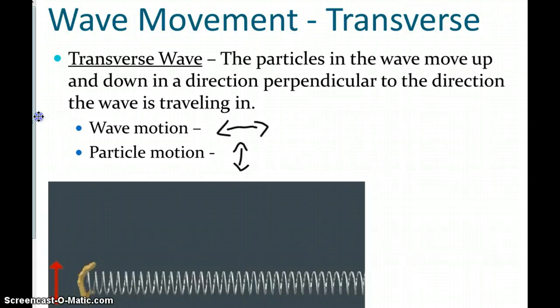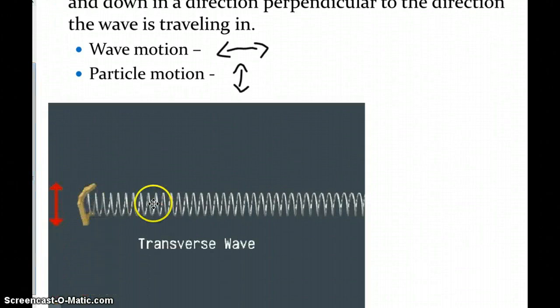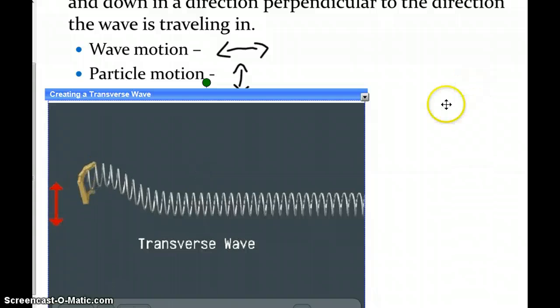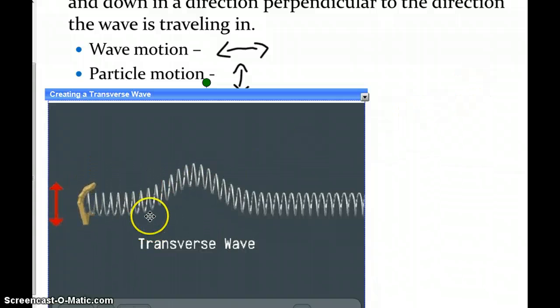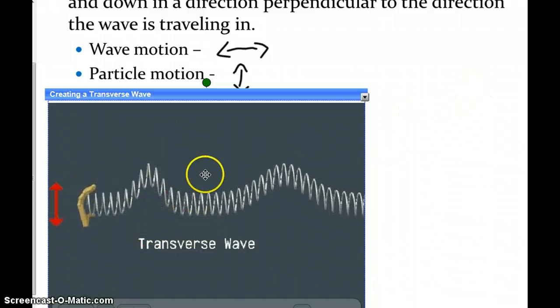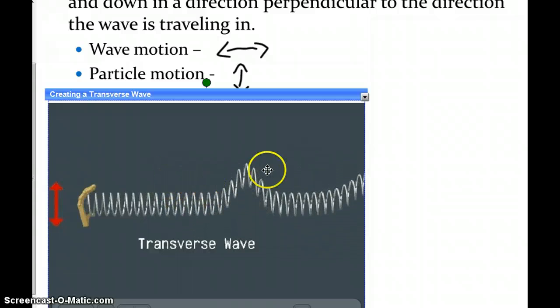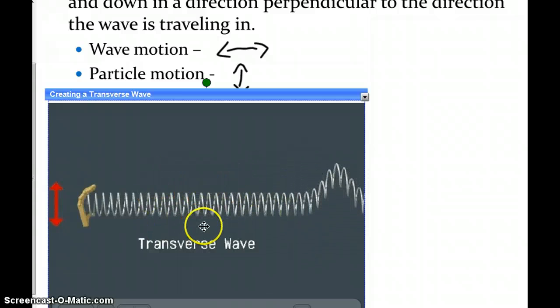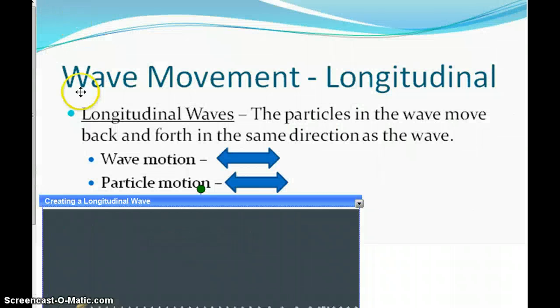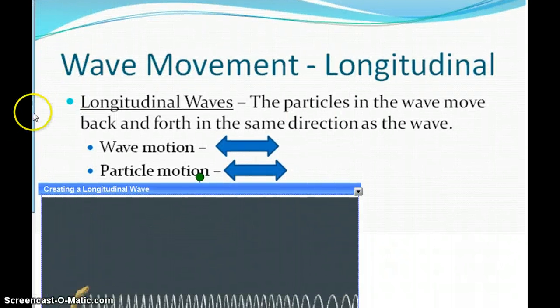To take a look at this, we have a video. Okay, so you can see particles moving up and down, waves moving back and forth. This is a transverse wave movement. This is not a type of wave, this is a kind of wave movement, a transverse wave movement. The other kind of wave movement is a longitudinal wave.